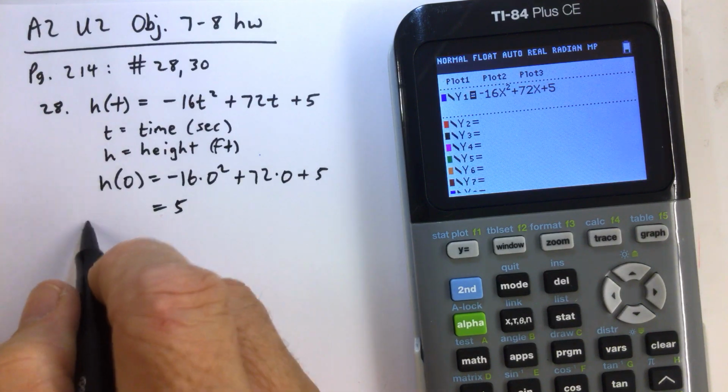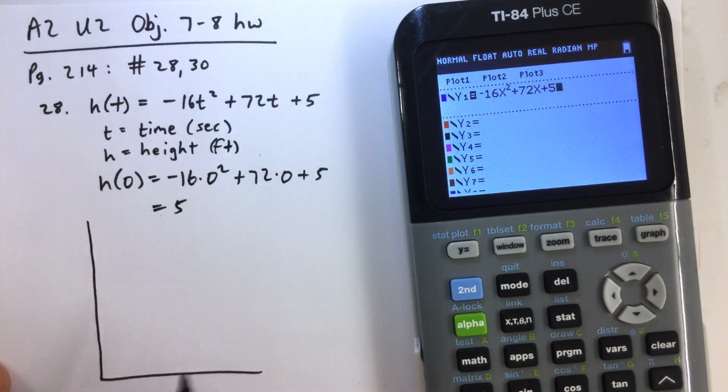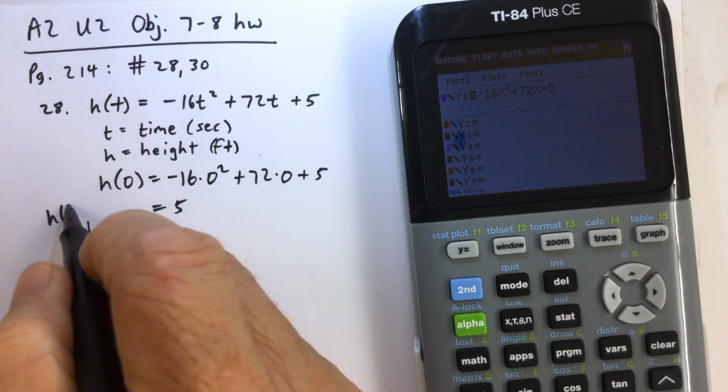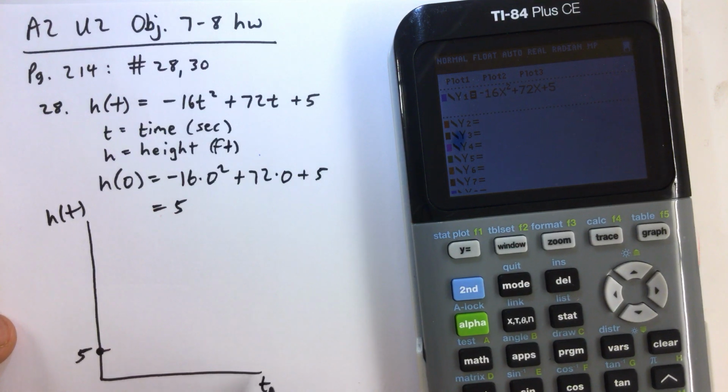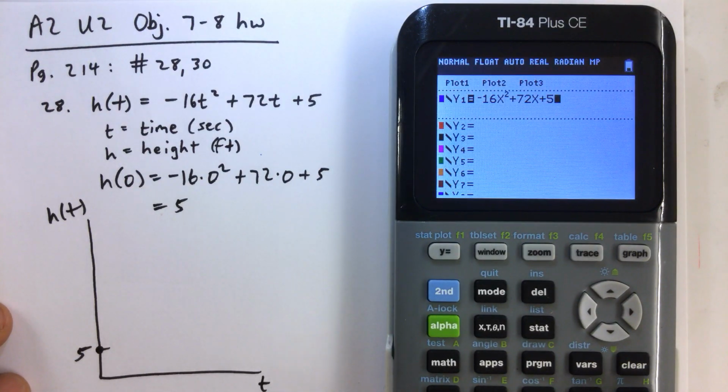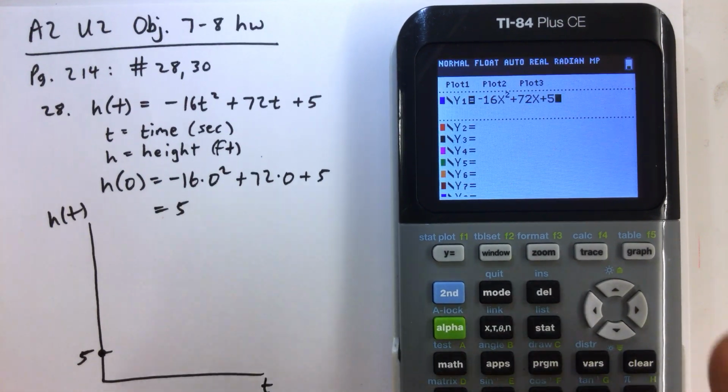So in other words, if we look at a graph, this is the h of t axis, and here's the t axis. H is the height at a certain time. So the height of the arrow is 5 feet. So it makes sense, 5 feet high at time 0. And then we're supposed to answer a couple questions. But before we do that, let's go ahead and graph it.